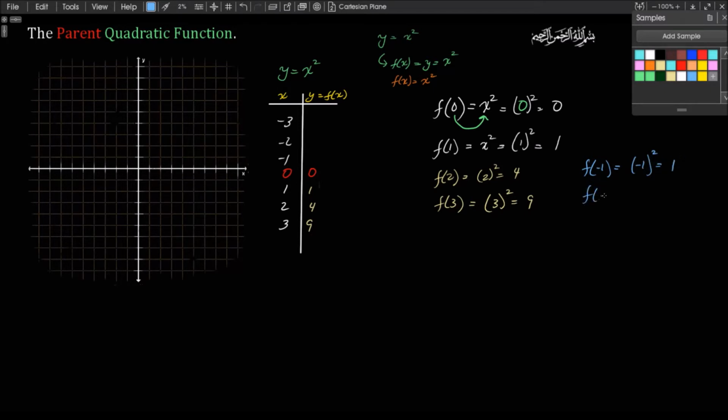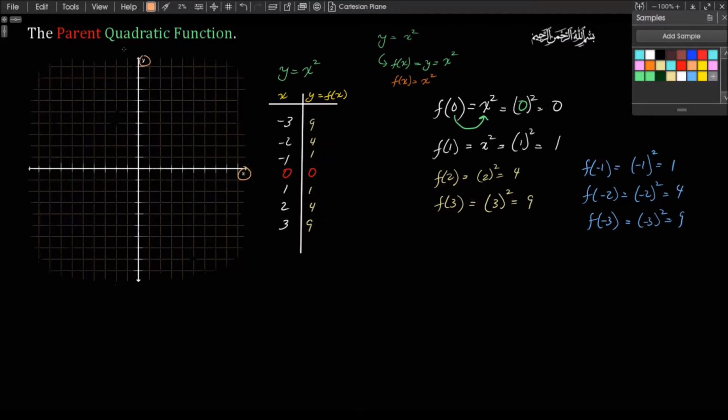How about f of negative 2? Negative 2 squared is 4. How about negative 3? F of negative 3 is negative 3 squared, and that is 9. And I hope that you see that these are symmetrical on each side.